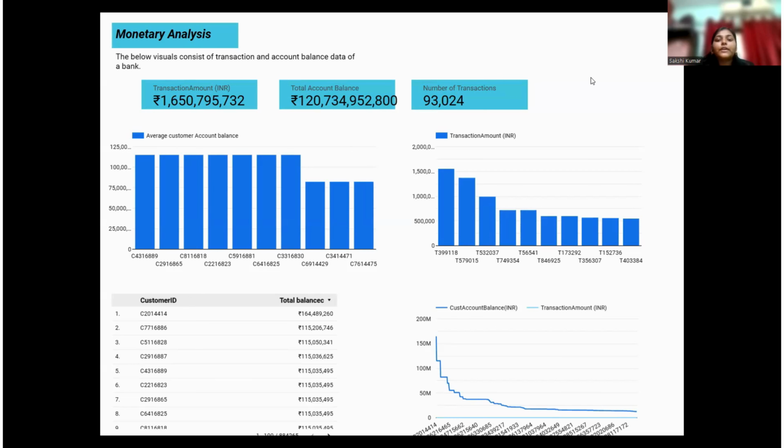Yes. So now we will be looking at the monetary aspect of our project. Here, we primarily have taken two variables, that is the transaction amount and the customer account balance. The total transaction amount, the total account balance, and the number of transactions have been mentioned in the scorecards. Moving on to the first graph, a bar chart that tells us about the average customer account balance. The customer account balance for only certain IDs has been shown here, which showed more frequent transactions. So again, it is as high as 1.15 CR and as low as 75 lakhs.